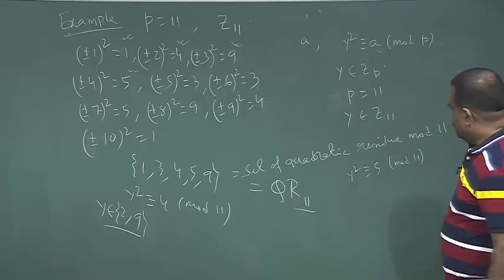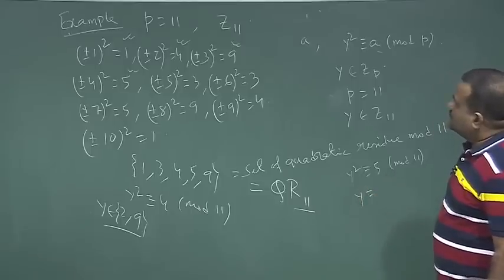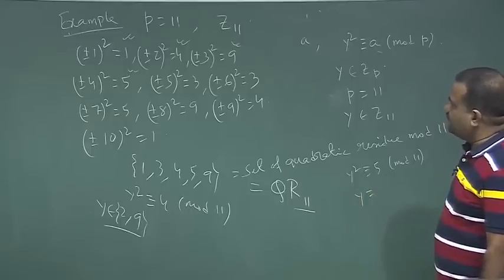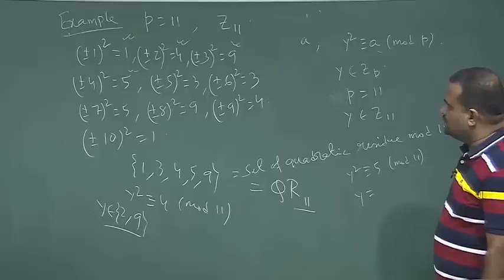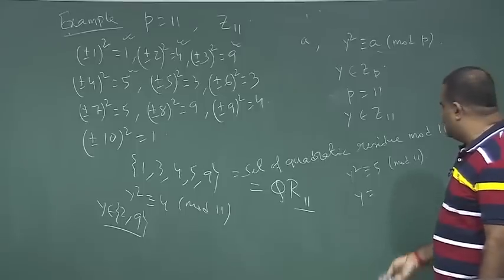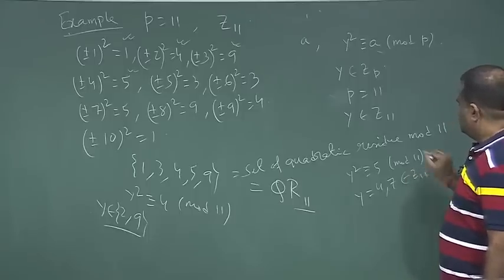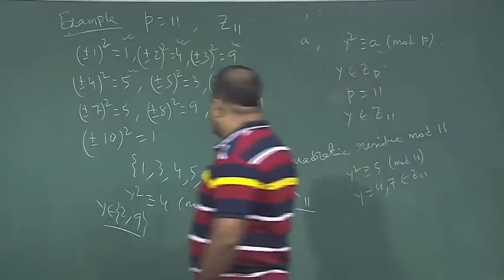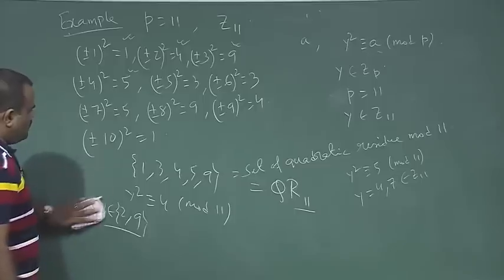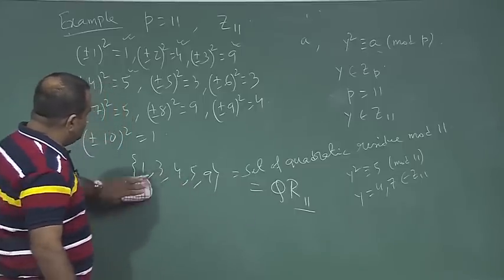So 5 mod 11 means, what is y? Y is either 4 or minus 4, 7 or minus 7. Minus 7 is 4 basically under mod 11 and minus 4 is equal to 7. So this is basically 4 and 7, which are coming from Z 11. So these are all quadratic residues mod 11. Okay. Now, who are the quadratic non-residues?